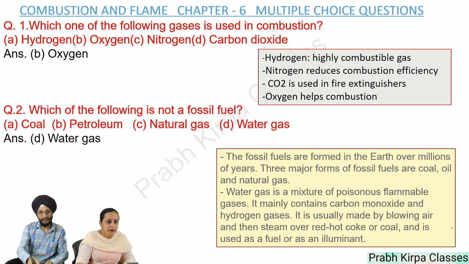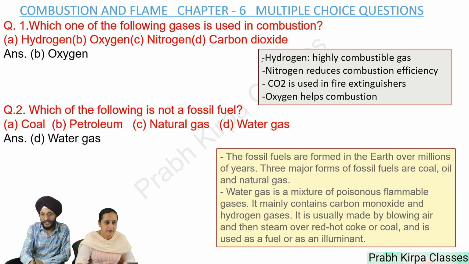Which one of the following gases is used in combustion? A. Hydrogen, B. Oxygen, C. Nitrogen, D. Carbon dioxide. Answer is oxygen. Here we have been given many options so far as answer is concerned. But before giving answer, we must also understand what is the role of hydrogen, nitrogen or carbon dioxide.